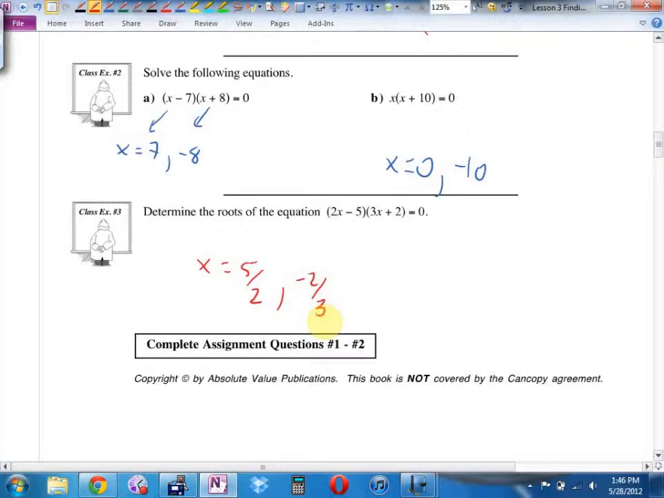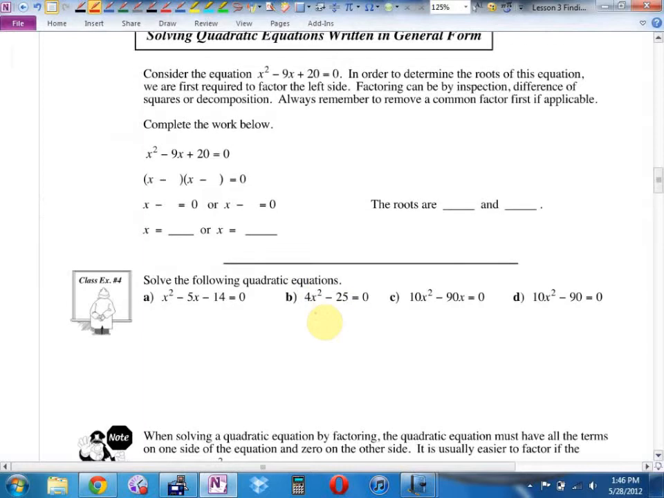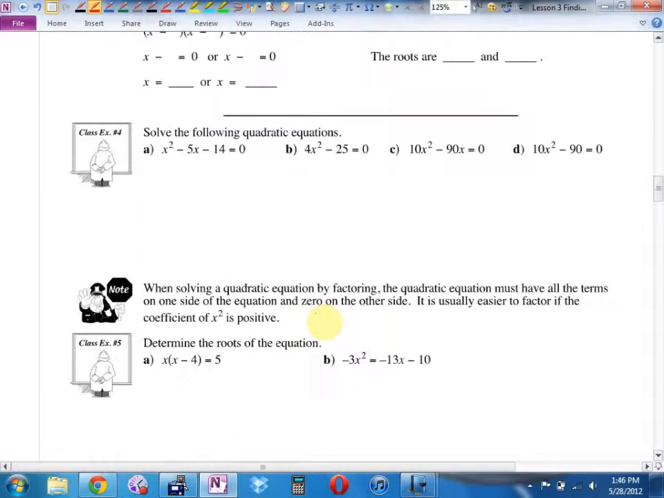Put everything together. Next page. Example 4. What if they don't give me the equation factored? All right. Here's the whole point. This is the new stuff.